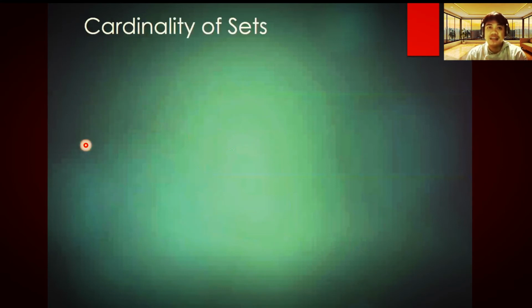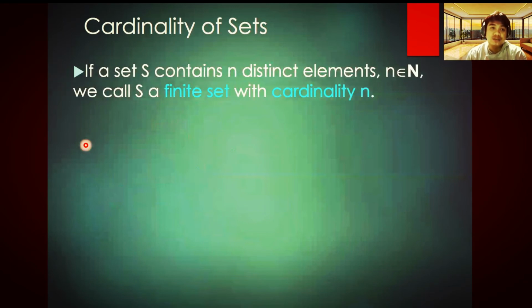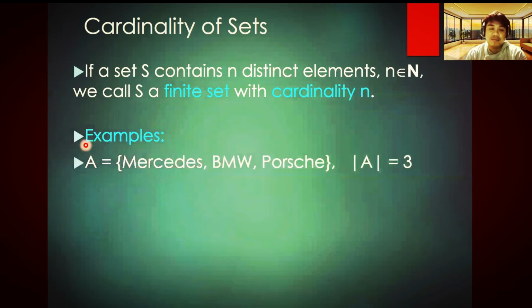So we have here cardinality of sets. If a set S contains n distinct elements, where n is an element of the natural numbers, we call S a finite set with cardinality n. Ibig sabihin lang ng cardinality, this is the number of elements inside the set. So as you can see, we have set A here. We have Mercedes, BMW, and Porsche. So we have 1, 2, and 3. So the cardinality of A is 3.